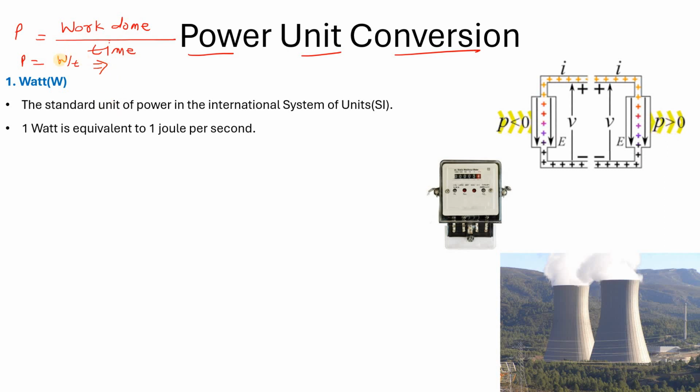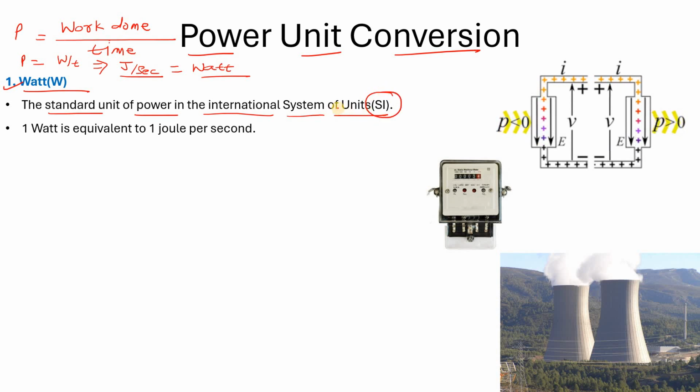See here, the unit of work is joule, the SI unit, and the unit of time in the SI system is second. So joule per second is the unit of power, and in the SI system this joule per second is also known as the watt. So the first unit of power is watt, the standard unit of power in the international system of units, the SI system.